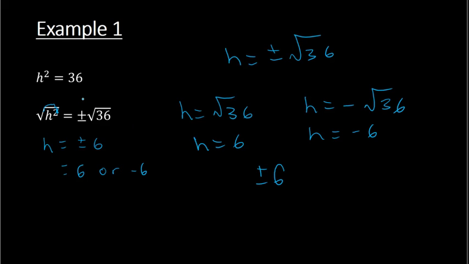So the key for solving any sort of equation with exponents is I want to get rid of the exponent by doing the inverse operation, which the inverse of squaring something is taking the square root. So whenever you see a square, I can get rid of it by taking the square root of both sides. So let's take a look at example 2. Here we have x minus 3 squared equals 100.